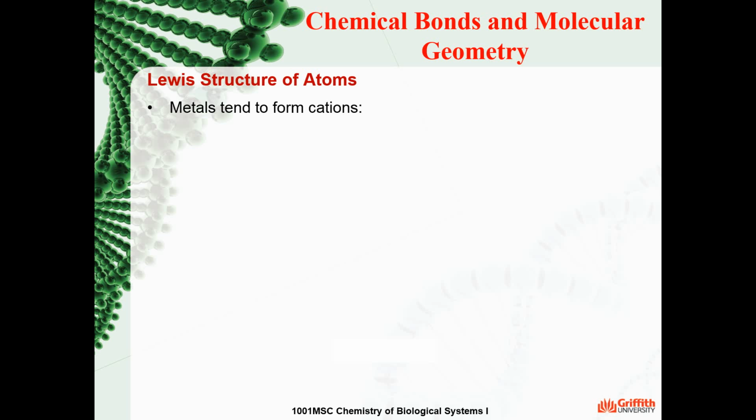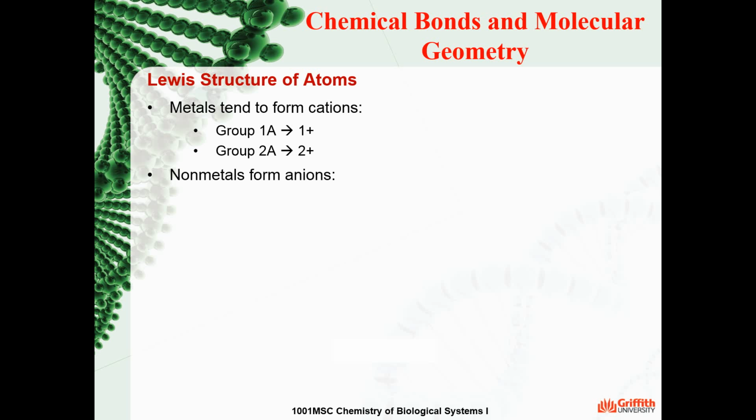We learned previously that metals tend to lose electrons and form cations. For example, metals from group 1A lose one electron and form a positive 1 ion. Metals from group 2A lose 2 electrons to form a positive 2 ion.